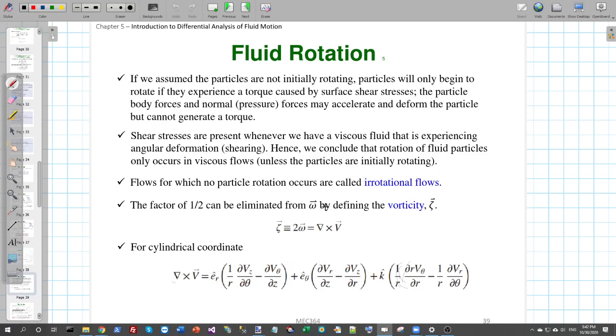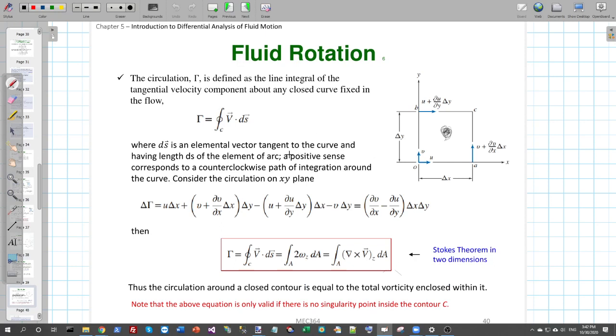The last parameter we introduced related to the rotational motion is the circulation. Circulation is a scalar, defined as the integration of tangent velocity over the curve the particle is moving along. C must be a closed contour. This is gamma, and it is a scalar, which is different from omega and vorticity, which are both vectors. We are using this as an example.